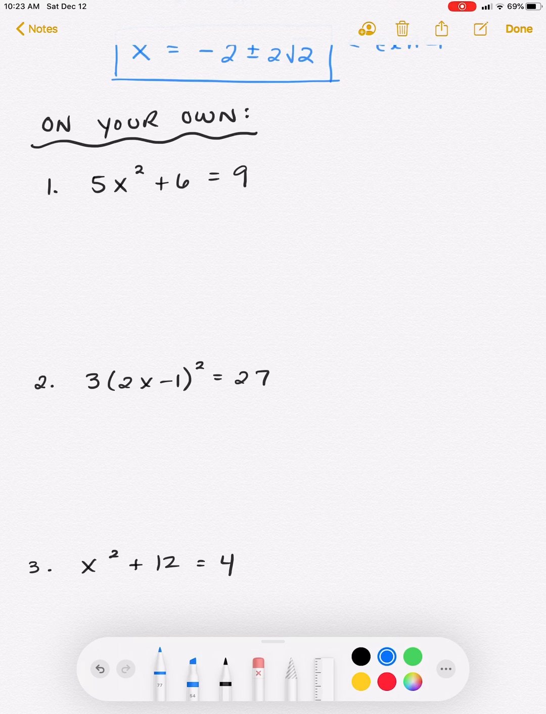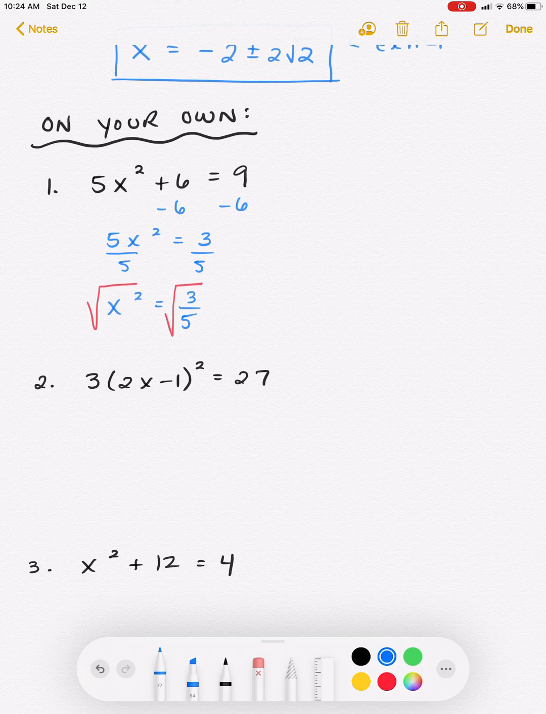All right, let's work through these and see how to get our answers. So in this case, this is like example 1 where we just have an x squared. So let's go ahead and get the x squared by itself. And I'm going to divide both sides by 5. Now this time, what I see is I have x squared equals 3/5. And we're going to square root both sides, okay?